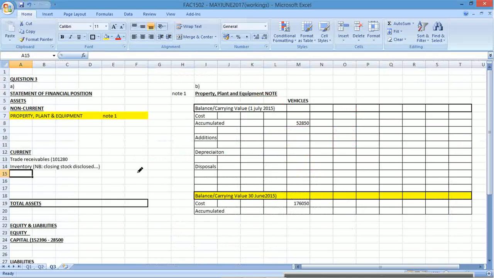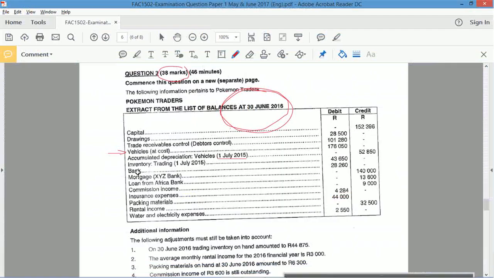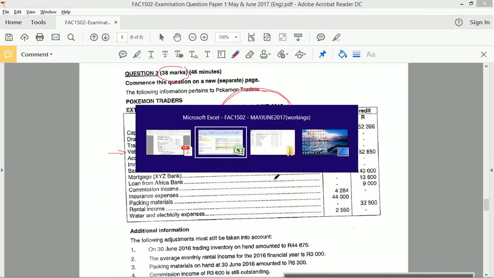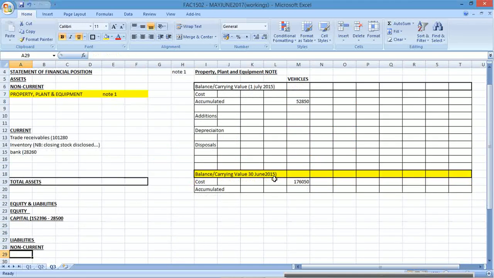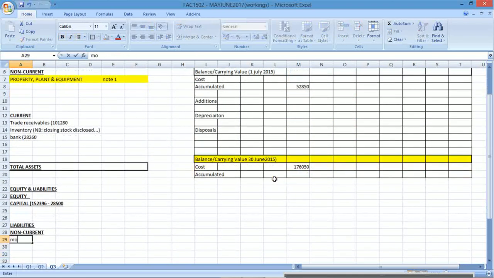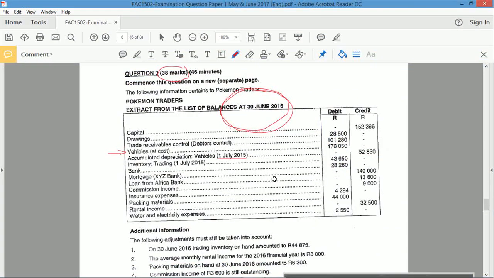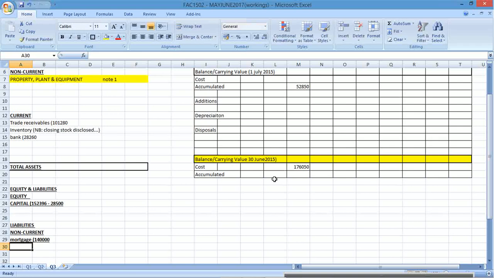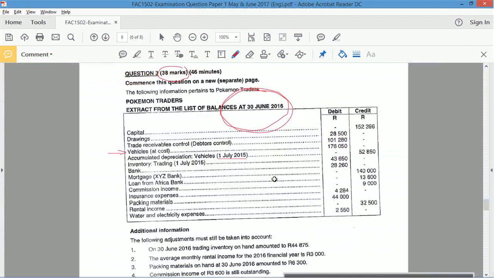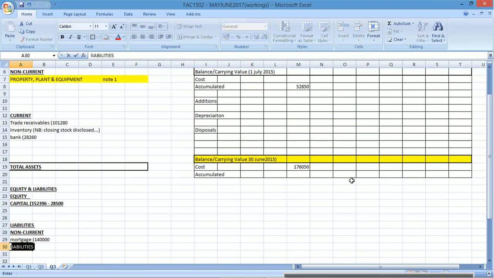Next, bank. Bank is an asset. Debit balance, yes. Bank, how much? 28,260. Mortgage, we said was a liability, non-current. How much? 140. There's the 140. What else? Loan from Africa Bank. Liability, 13,600.